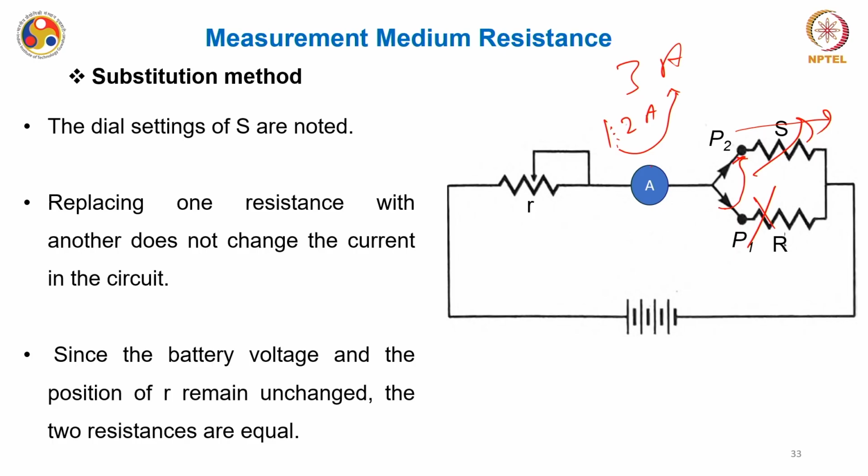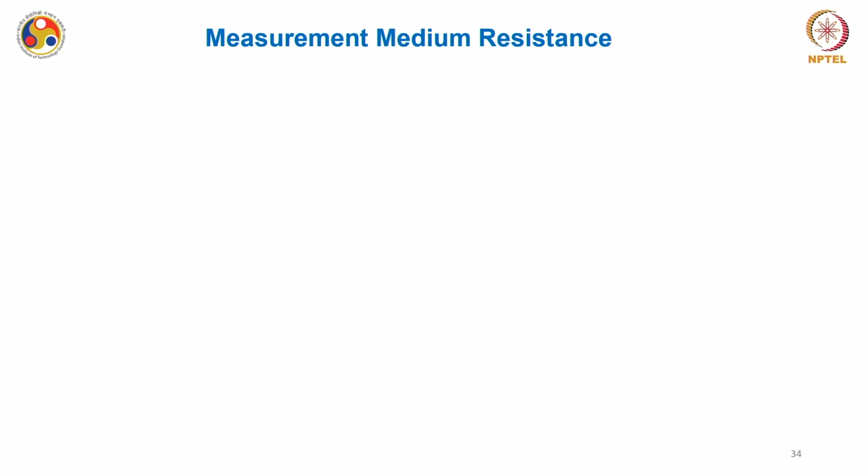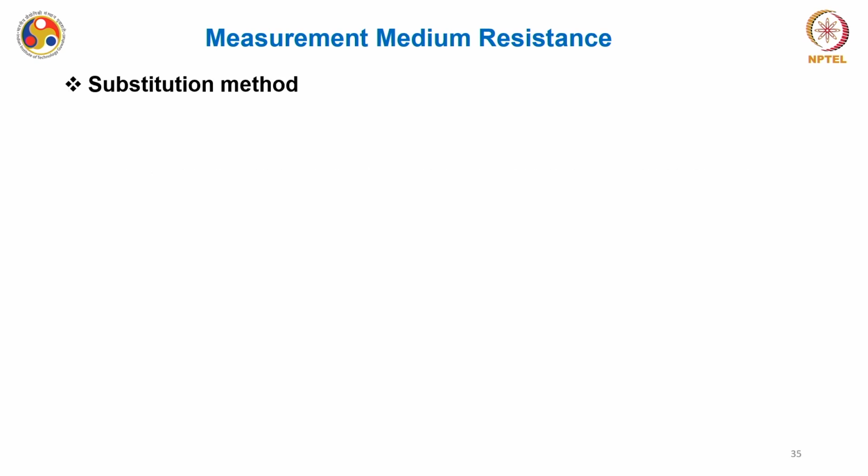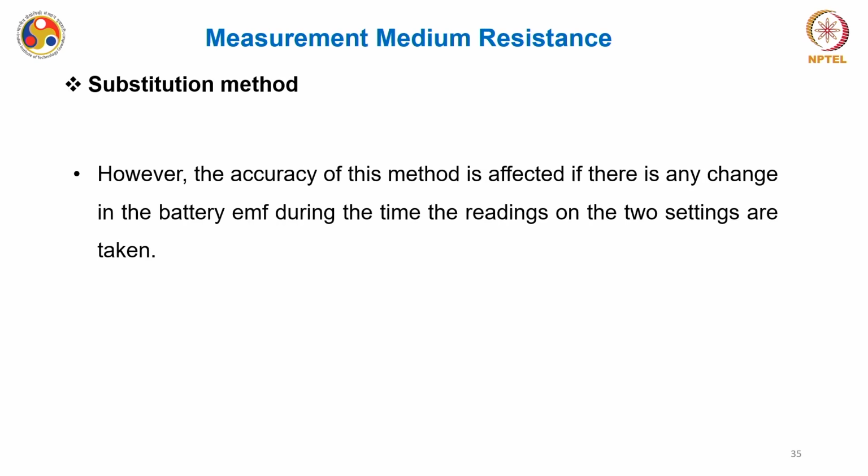Now replacing one resistor with another does not change the current in the circuit, since the battery voltage and the position of R remain unchanged. So the two resistances are equal, and that's how the accurate value of the unknown resistor R can be found, by equating it to the standard resistor that results in the same current in the circuit. This method is much more accurate as compared to the ammeter-voltmeter method that we have seen.